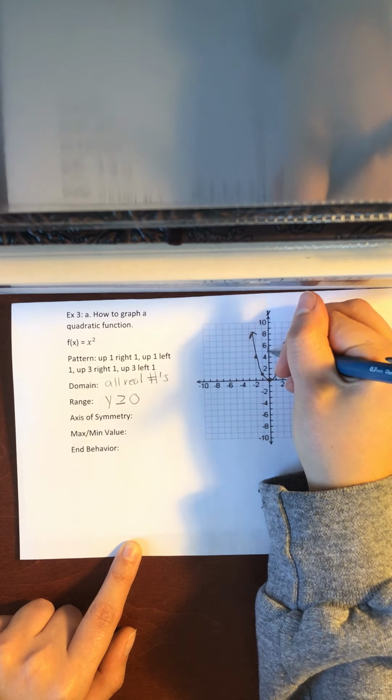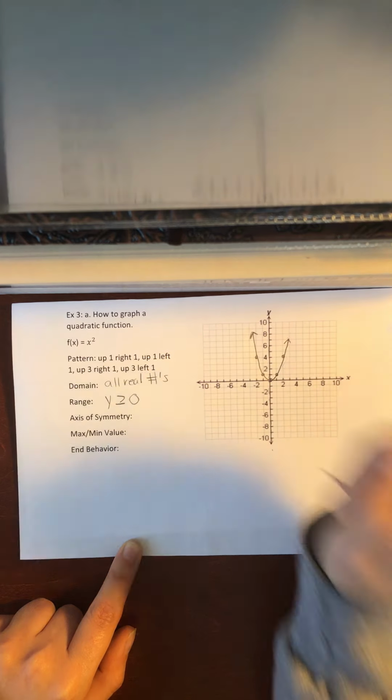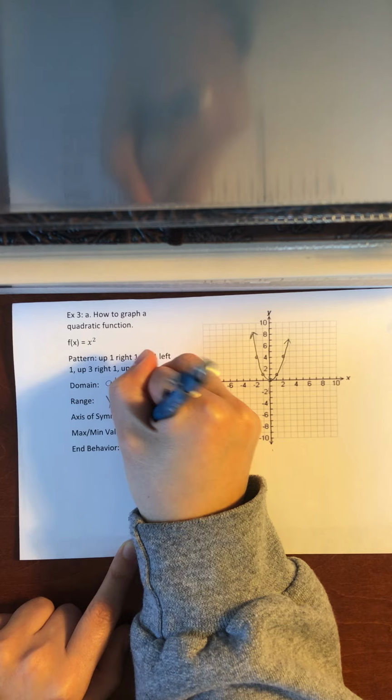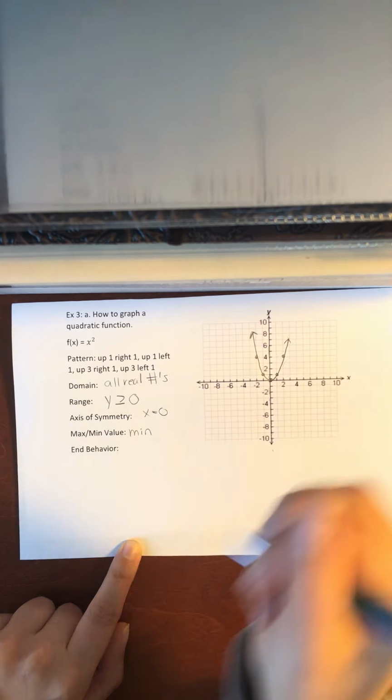Your axis of symmetry, the imaginary line that splits this graph in half, is x equals 0. You have a minimum value at 0, 0.